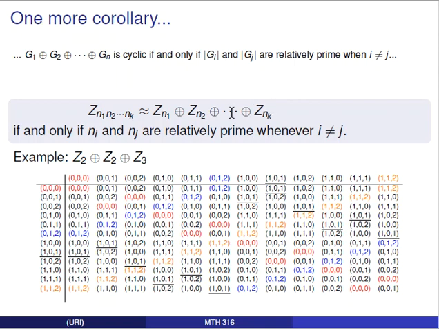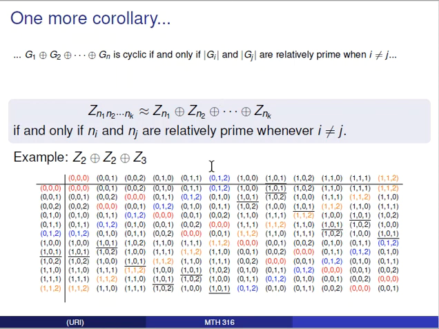This external direct product will be cyclic if and only if the subscripts are relatively prime. Since 2 and 2 are not relatively prime, this group would not be isomorphic to Z12, the cyclic group having the same number of elements.